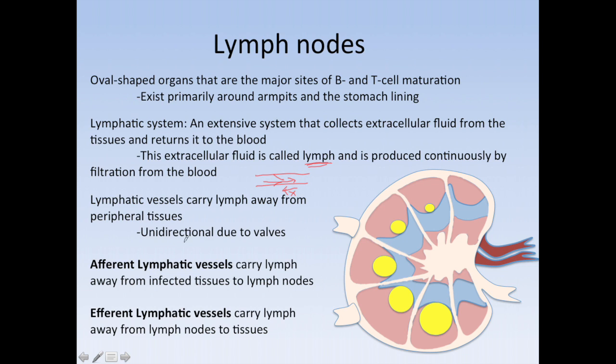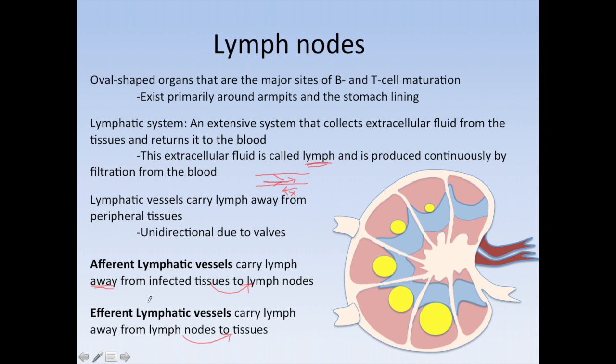Afferent lymphatic vessels are those that carry lymph away from infected tissues to the lymph nodes. So this is from the tissues to the lymph nodes. That's what afferent suggests. The other type of lymphatic vessel is the efferent. As you can guess, efferent lymphatic vessels carry lymph away from the lymph nodes to the tissues. So this time it's lymph nodes to the tissues.